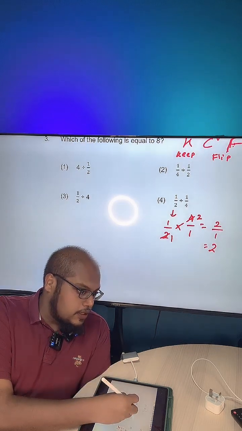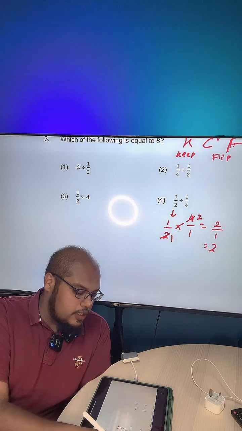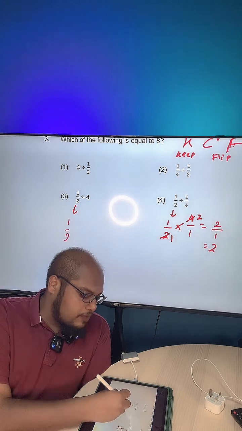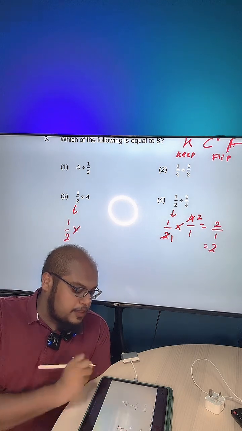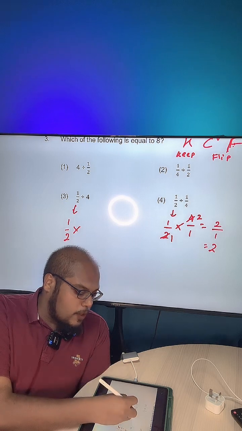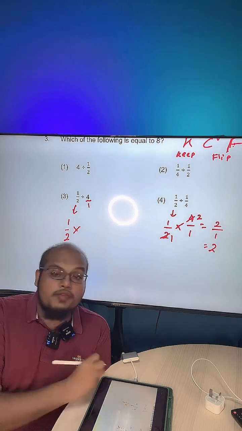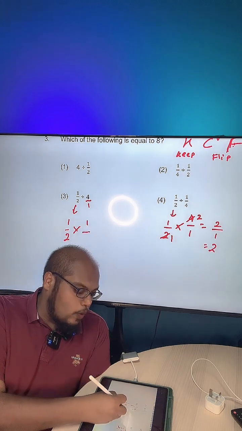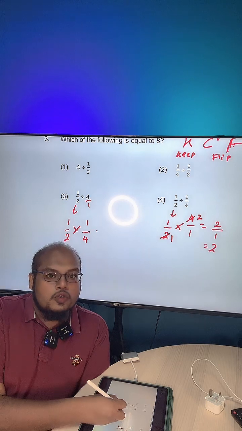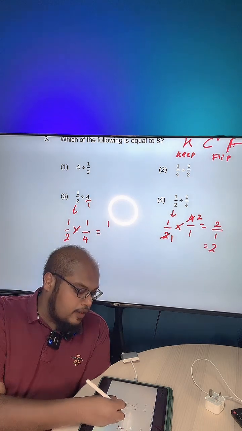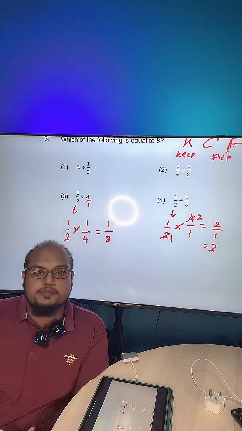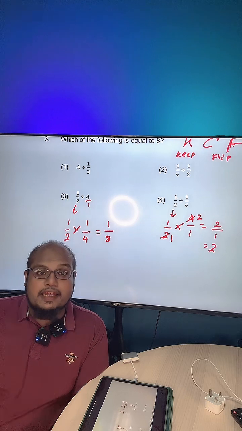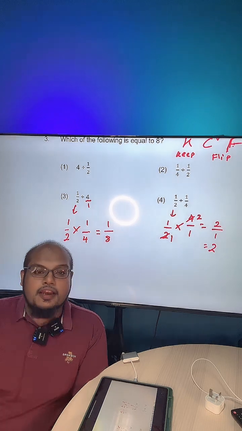Option 3. So this will be the same thing as just now. The half remains half. The divide changes to a times. But now the 4 here was a whole number, meaning 4 over 1. So when I flip the 4 over 1, it becomes 1 over 4. So this equals 1 over 8. Okay, 1 over 8, so it's still not 8.